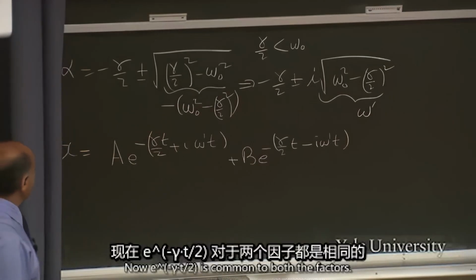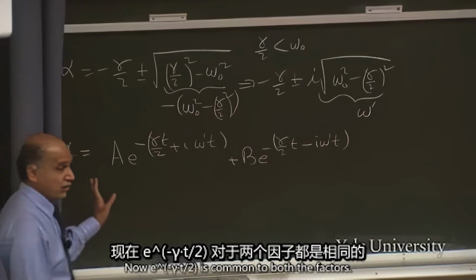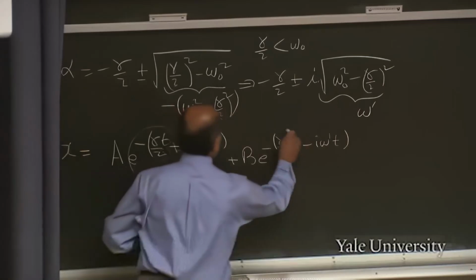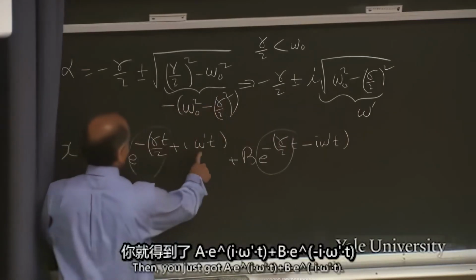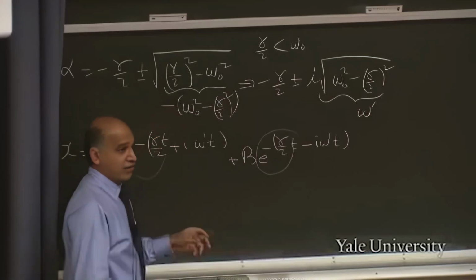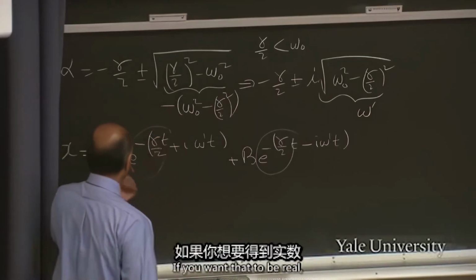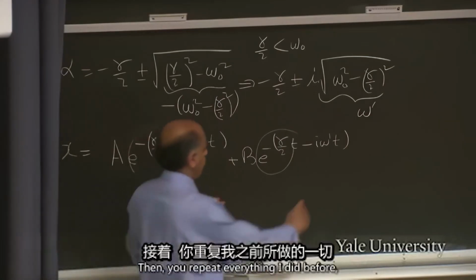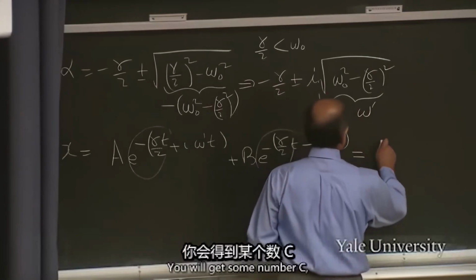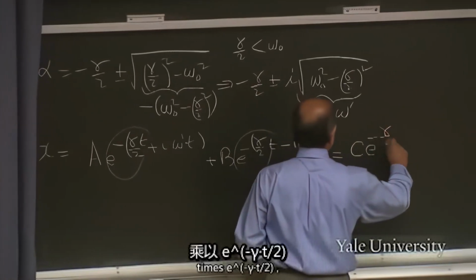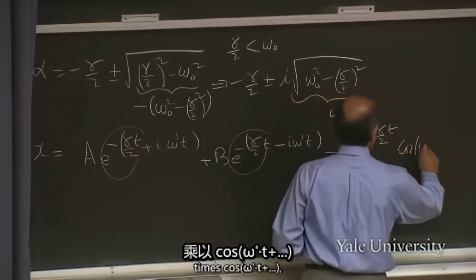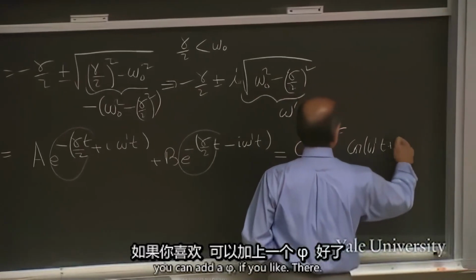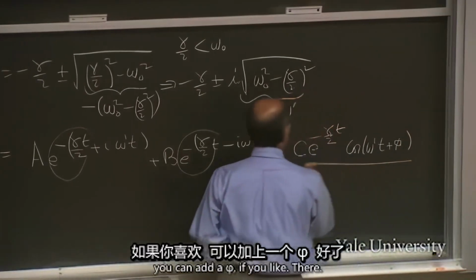Now e to the minus gamma t over 2 is common to both the factors. You can pull it out. Imagine pulling this factor out, common to the whole expression. Then you just have A e to the i omega prime t plus B e to the minus i omega prime t. That's a very familiar problem. If you want that to be real, you want A to be equal to the complex conjugate of B. Then you repeat everything I did before, so I don't want to do that one more time. You will get some number C times e to the minus gamma over 2 t times cosine of omega prime t plus, you can add a phi if you like, there.